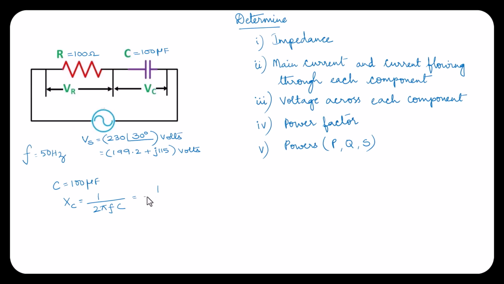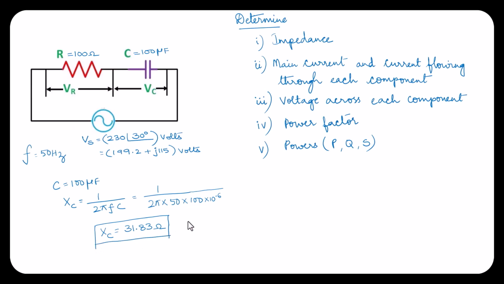So if I do the calculation, 1 by 2 pi into 50 into 100 into 10 to the power of minus 6. Most of the students, what they do is they'll take only this 100. It is 100 microfarads. So you should take that micro into account as well when you are doing the calculation. So XC is equal to 31.83 ohms. XC is nothing but capacitive reactance of the circuit.